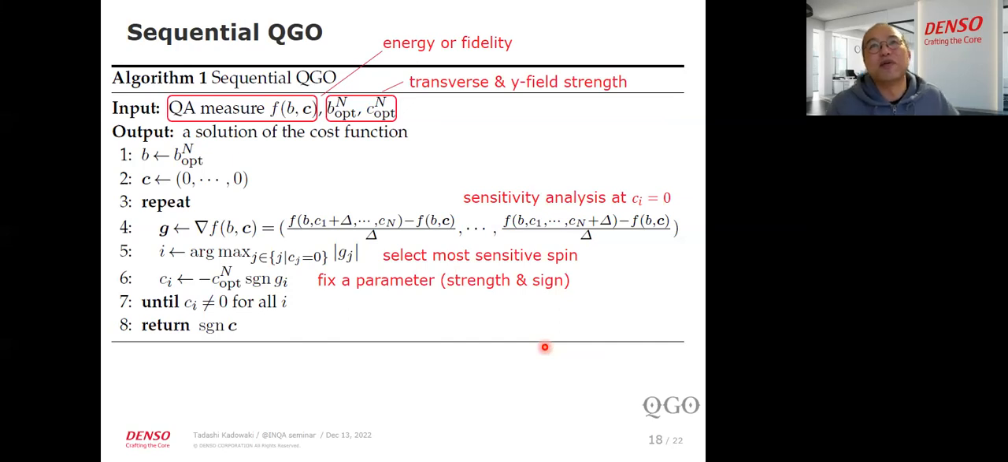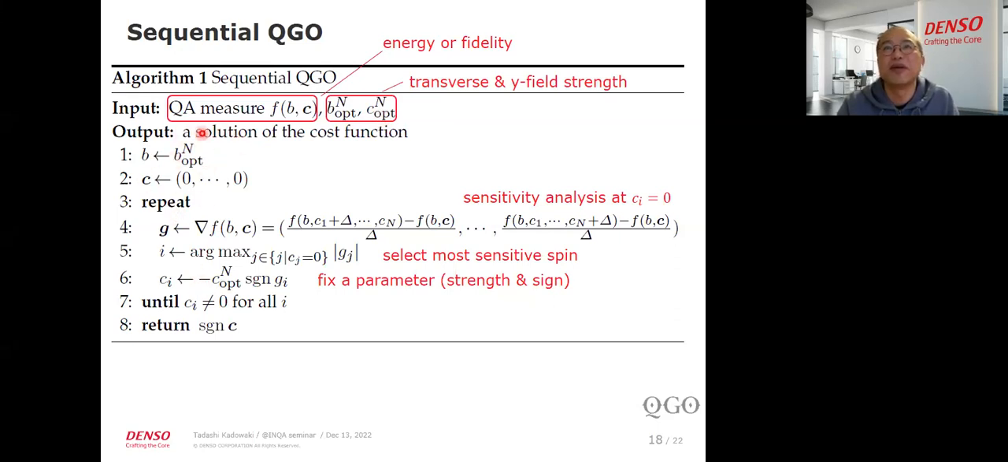Now we can design our algorithm, sequential QGO. The input is a measured energy or fidelity, and the optimal C opt and B opt, which are calculated from the ferromagnetic system. The optimization calculation is pretty straightforward. We borrow this optimal value for the random system. That is an assumption, but it works well.